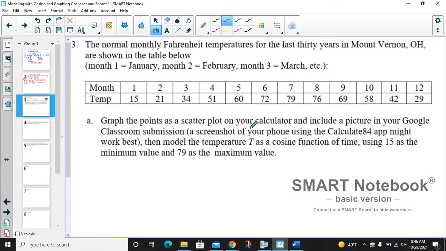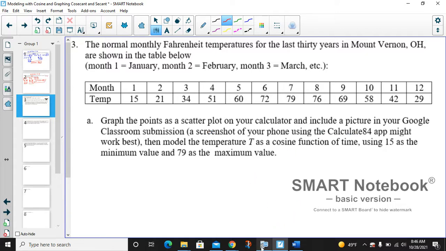All right, so first it says, graph the points as a scatter plot on your calculator and include a picture in your Google Classroom submission. Of course, this was all part of your assignment that is due Sunday that was posted yesterday. All right, so I'll go over how to do some of this stuff with you here.